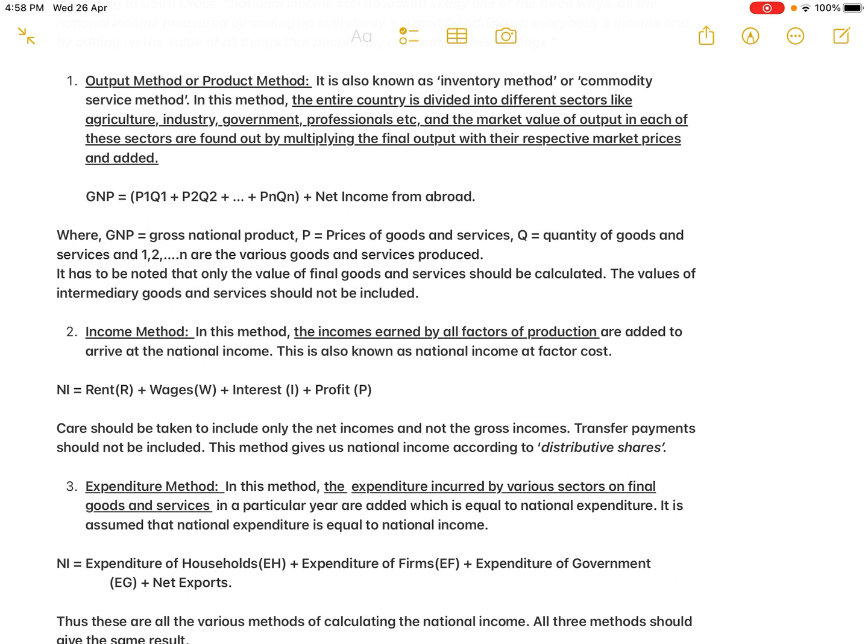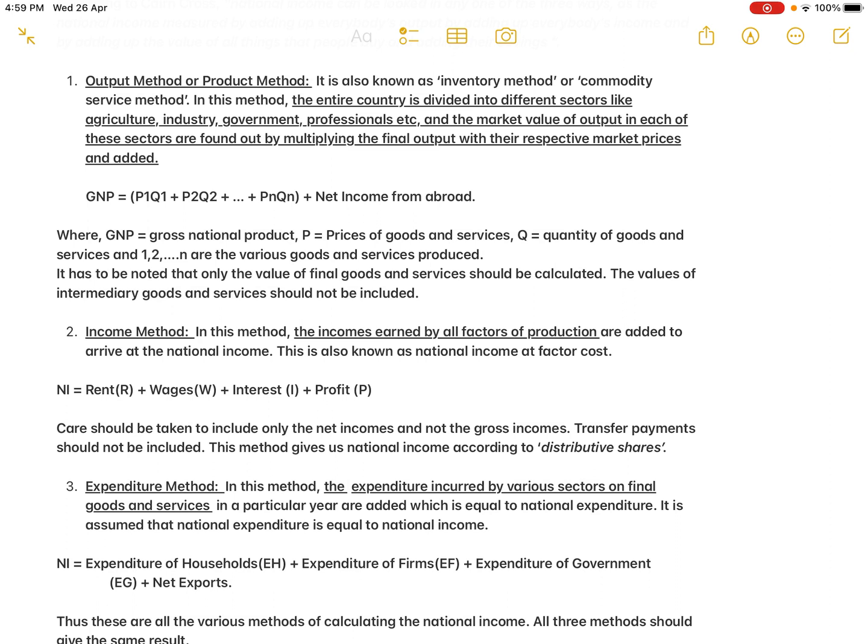And there is one more piece of information these three methods can provide. Based on the output or product method, we will get the information on which sector is contributing more to the country, because the entire country is divided into the primary, secondary and tertiary sectors. If the contribution made by the primary sector to the national income is more, that indicates the country is still in the developing stage, an underdeveloped country. But if the contribution made by the secondary sector or further the tertiary sector is more, that indicates the country is a developed country. That information can be got through the output or product method. And the income method, I already explained to you.